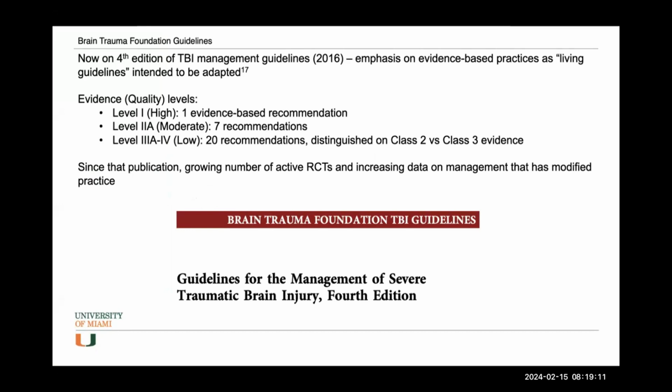Interestingly enough, there was only one evidence-based recommendation that actually counted as level 1 high-quality evidence, which was that high-dose steroids were contraindicated in TBIs. But the remainder of their evidence-based recommendations were moderate to low, and the argument at the time was that there wasn't sufficient research going on into TBIs, especially with the use of randomized clinical trials, to look at whether or not certain interventions were actually effective or not.